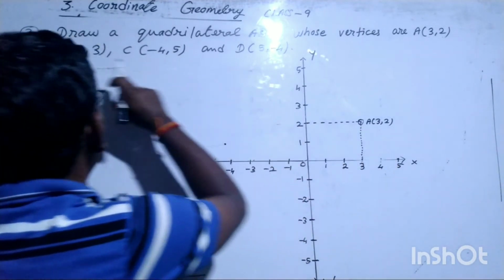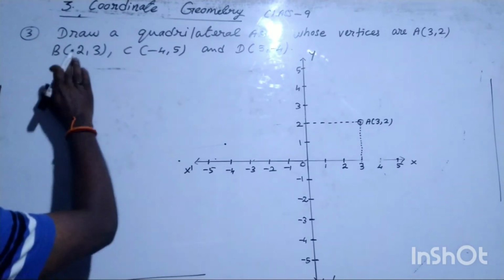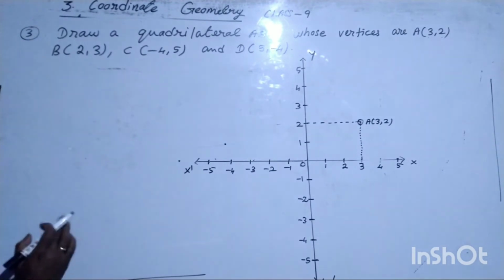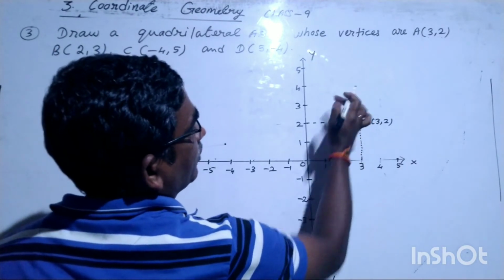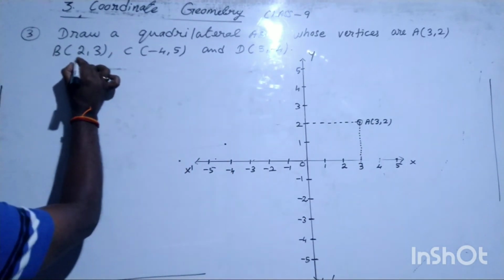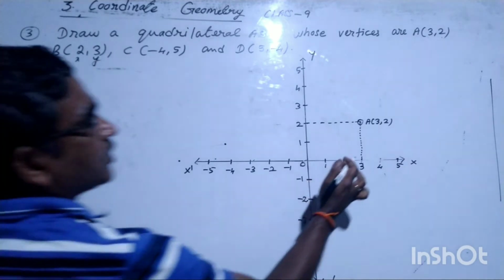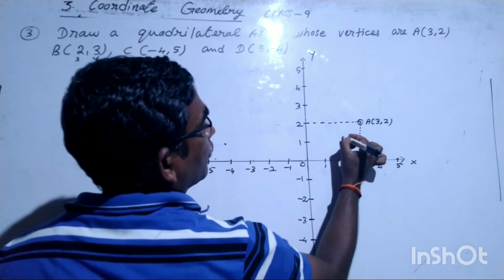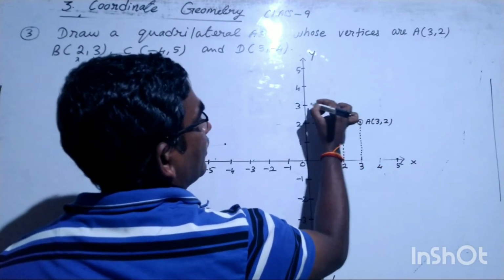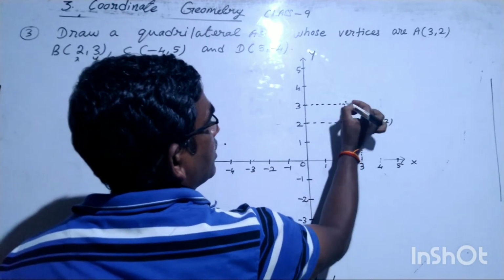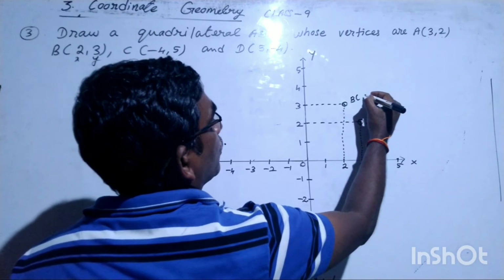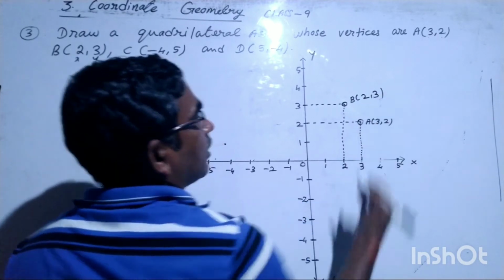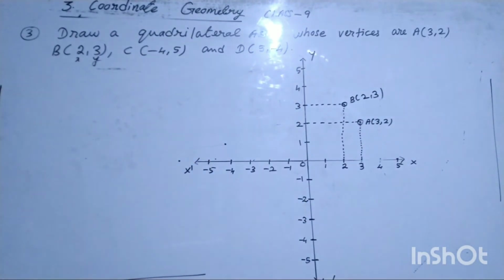Next, B (2, 3). X is 2, Y is 3. X becomes 2, Y becomes 3. X is 2, right? And Y will be 3. This is a point. This point is B (2, 3). I hope you understand how to make it, look at the point.